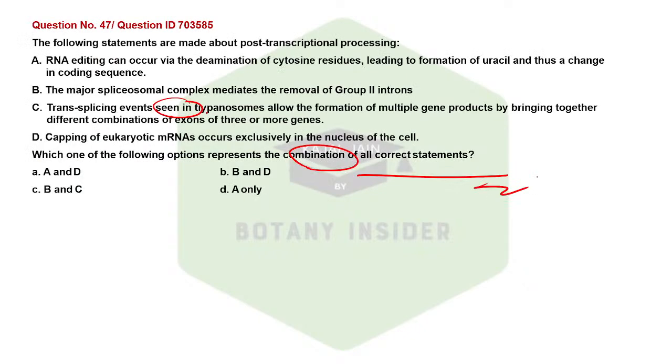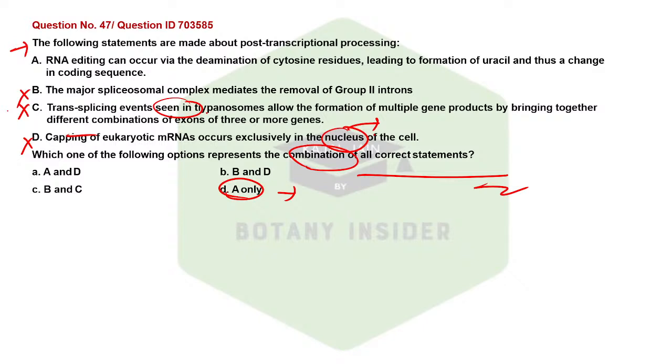So, D is the correct answer. Very, very simple question. Read the question. Statements about post-transcriptional processing are given, and you need to find out which of them is the correct one. Only the A statement is correct, that it can occur via deamination of cytosine residues, leading to the formation of uracil and hence a change in the coding sequence. B, C, D are wrong. Capping occurs exclusively in the nucleus? No, for some proteins, it can occur in the cytoplasm as well.